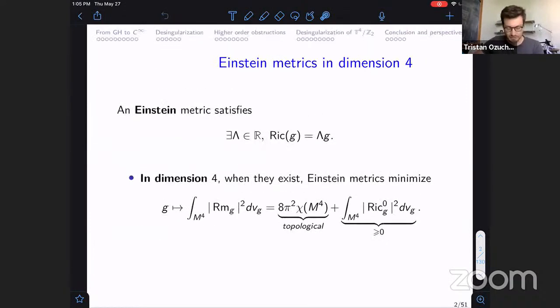And my favorite way to motivate them in dimension 4 is that they minimize the L2 norm of the curvature whenever they exist. So on a four manifold by Chern-Gauss-Bonnet formula, the L2 norm of the curvature decomposes into a topological part and a non-negative part. And this non-negative part vanishes exactly on Einstein metrics. So this is a motivation for them. They are in some sense optimal, and we'd like to understand them.